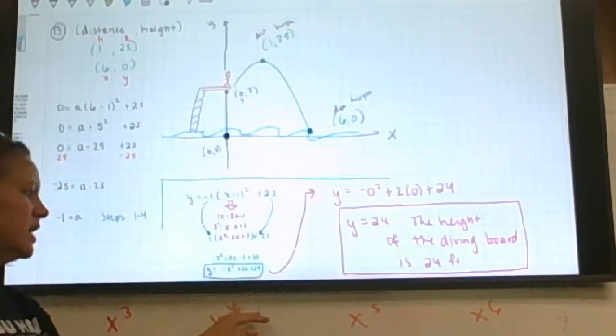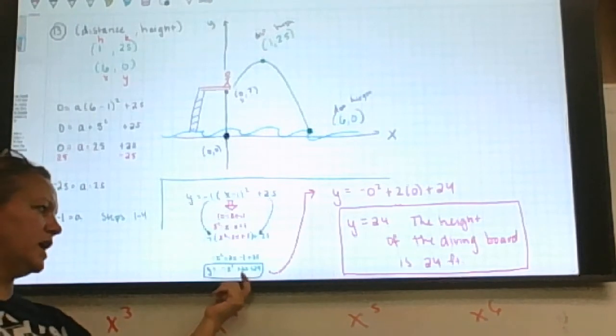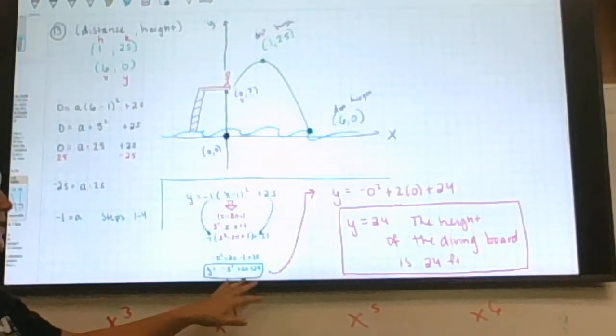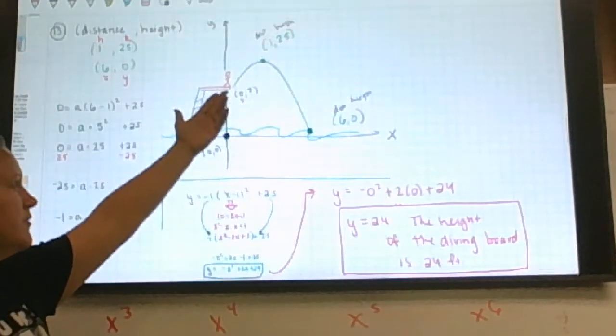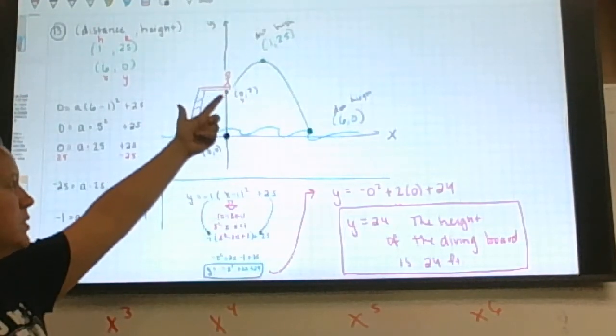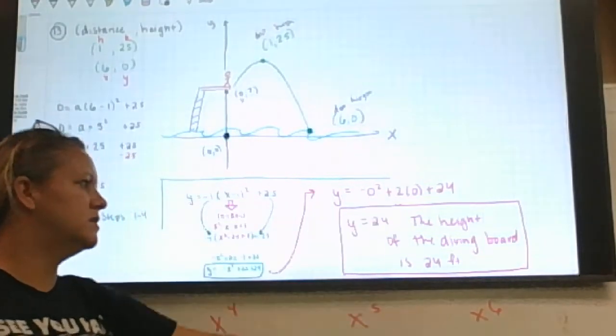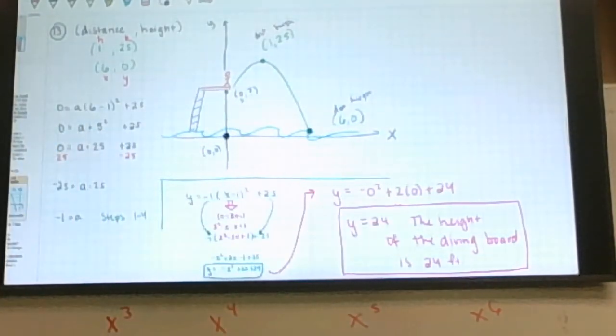So after I got my equation, raise your hand if you got negative x squared plus 2x plus 24. Very good. After I got my equation, I had to figure out what information I had to help me with this diving board. And so the x value was 0. So I put a 0 in and got a 24. Or maybe you just knew that was a y-intercept.